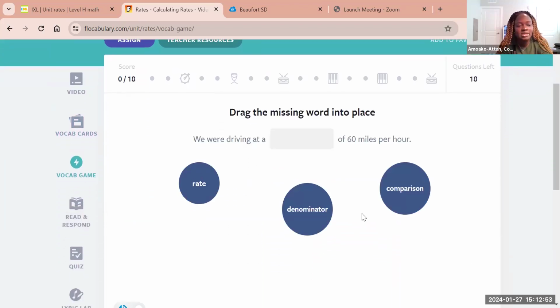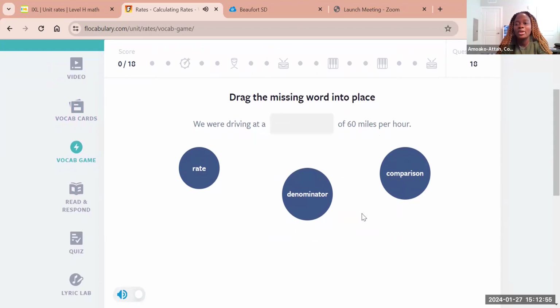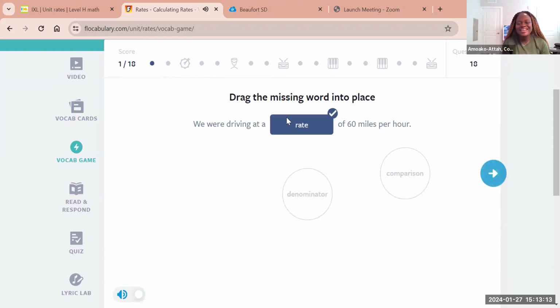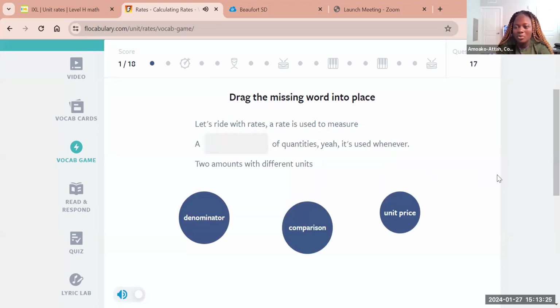So now let's play some simple games. Let's see the first problem. We were driving at a, what do you think would be the answer? At a rate, at a denominator, at a comparison. What do you think would be the answer? Yes, we're driving at a rate of 16 miles per hour. We are comparing the distance with the time. Let's move to the next problem. I'm just solving a few questions there.